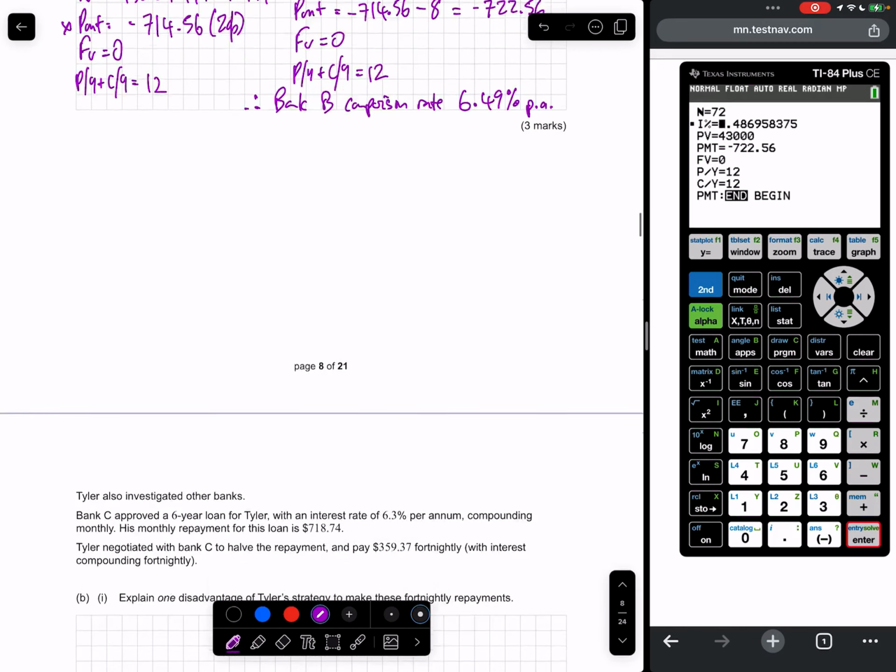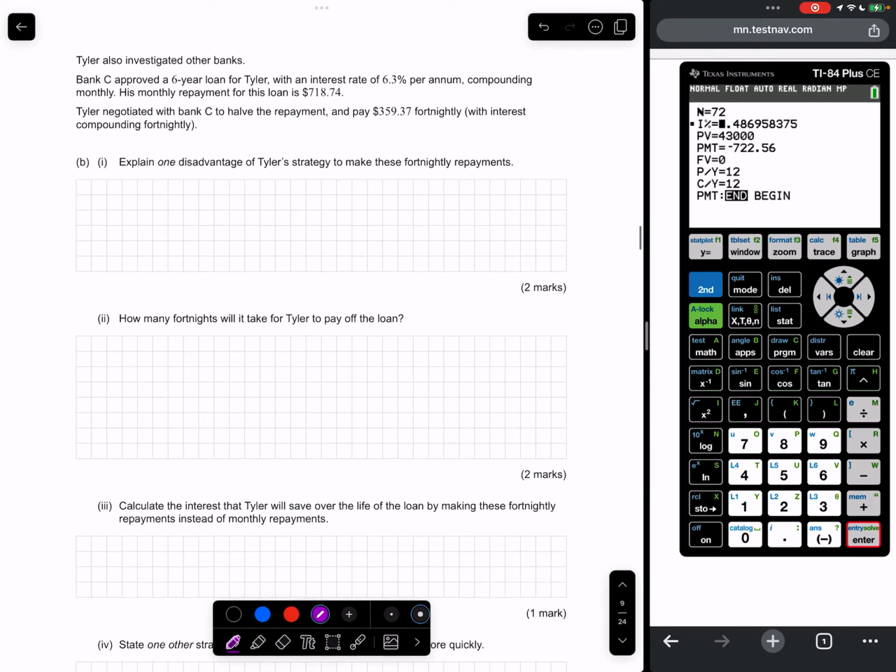That's that page done. Page 8. Tyler also investigated other banks. Bank C approved a 6-year loan with an interest rate of 6.3, compounding monthly. Monthly repayment. He wants to halve the repayment and pay $359.